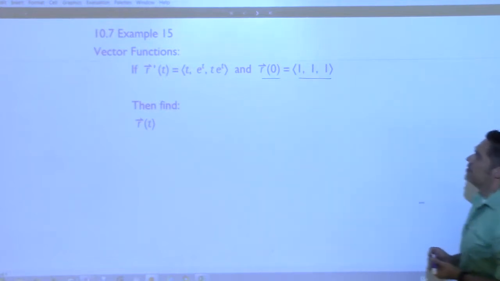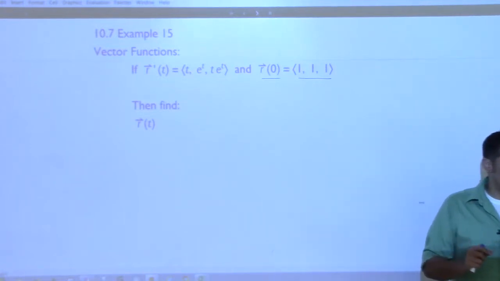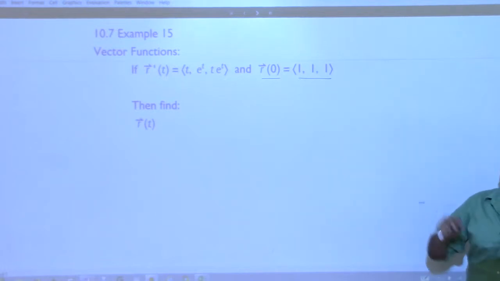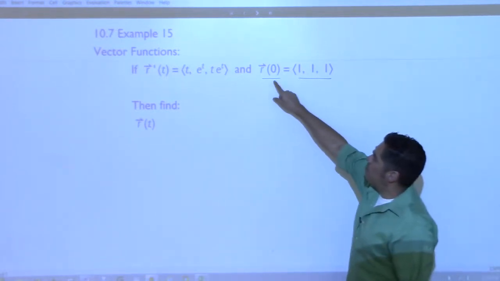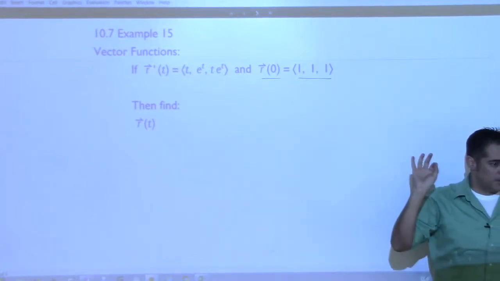What is that telling you right there? What does that information mean? When t equals 0, all of these equal 1. So when t equals 0, if we imagine this being like a particle moving through space, this is saying at t equals 0, this is the position of your particle, 1, 1, 1, in three-dimensional space.